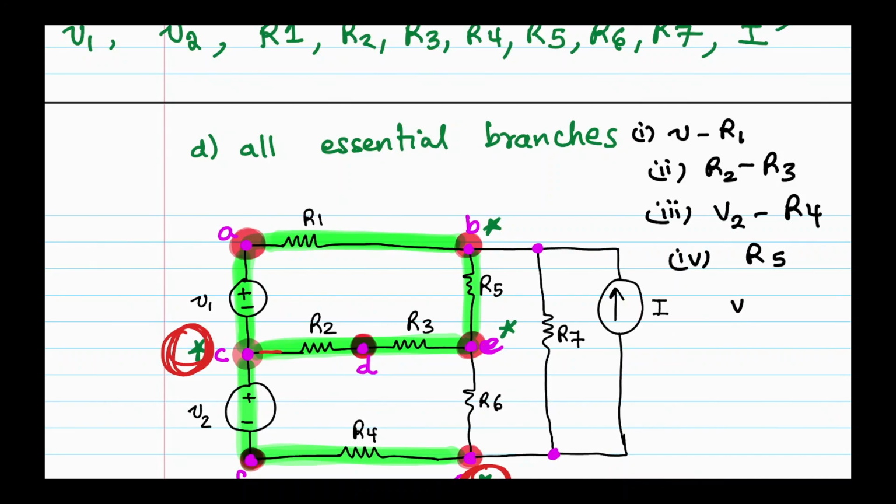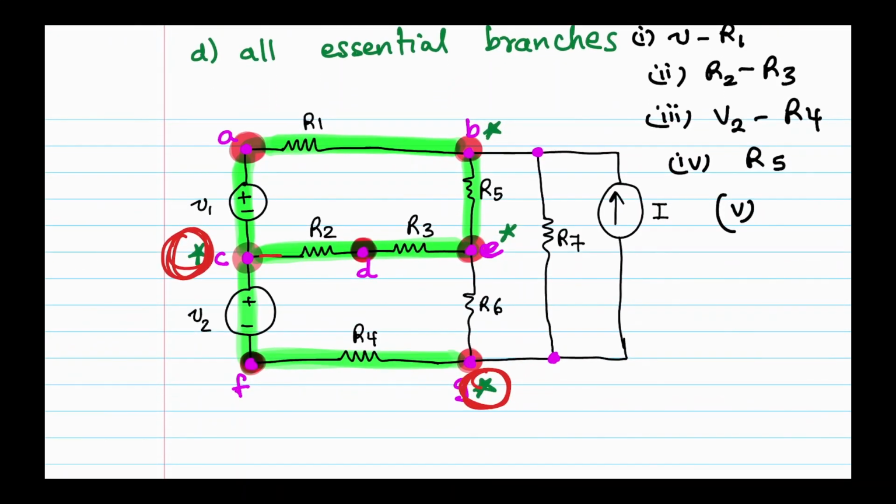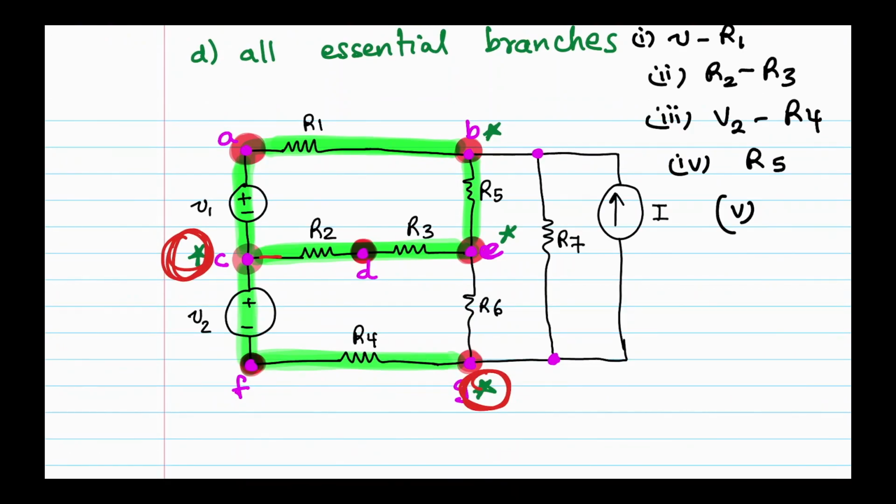Okay. Then the same logic between G and E. Both of these are essential nodes. So the path between these two, this guy, is an essential branch, R6.